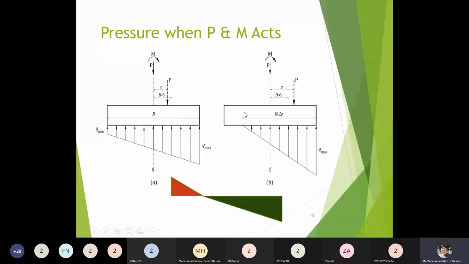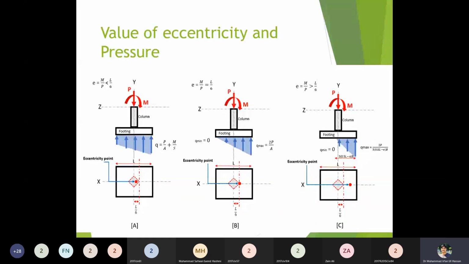And that too is updated, equal to the width of the green part, which is also reduced: b minus 2e, so we take it as compressive. So this red color means that there is a tension in the soil, and the soil is not capable of taking the tension. So the part that comes under the footing will be the ineffective part. So there are different cases. Now here I have shown all three cases.